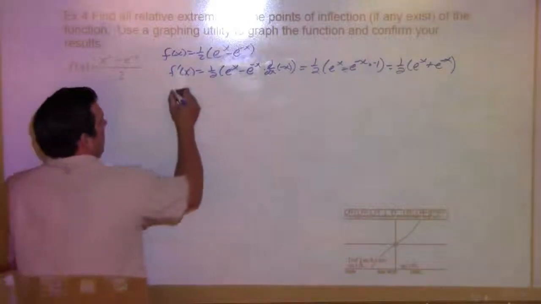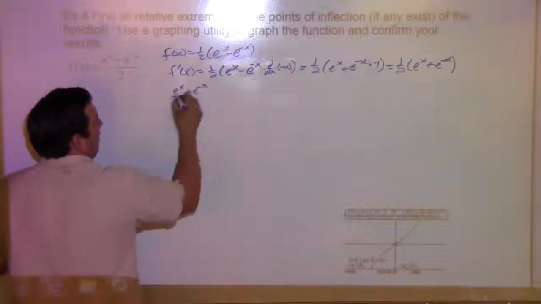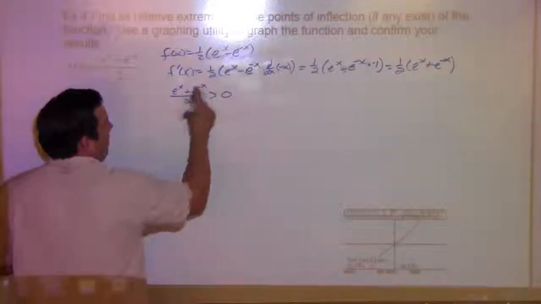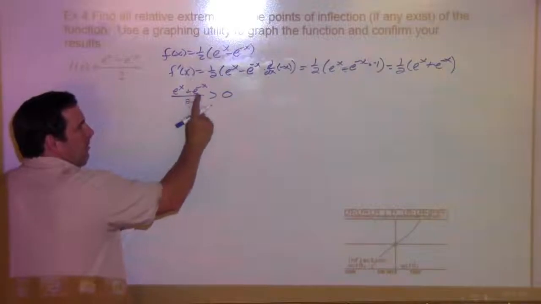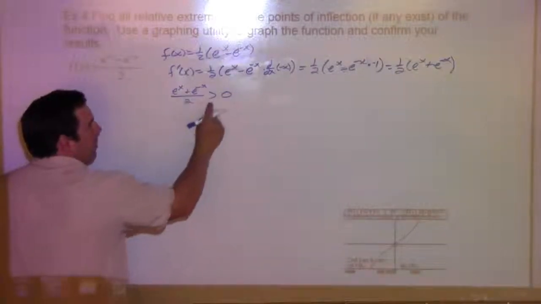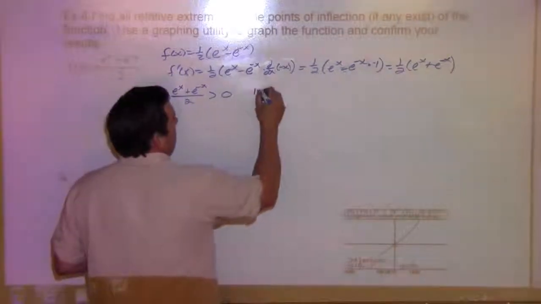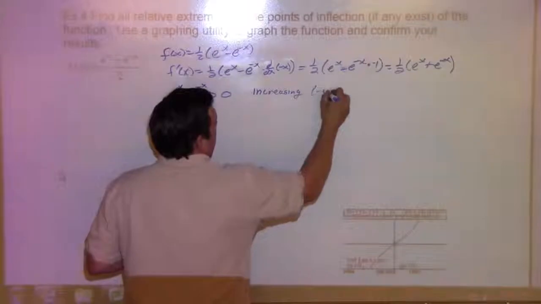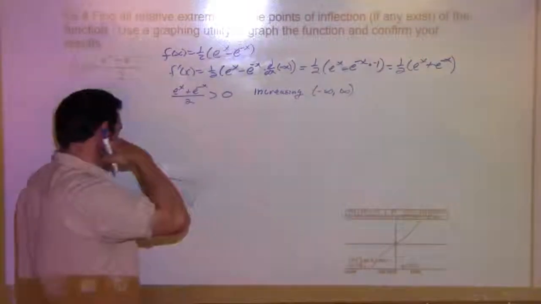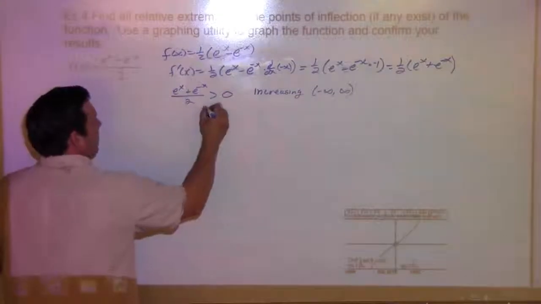Now, e to the x plus e to the negative x, that first derivative over 2, is going to be positive because e to the x produces positives, e to the negative x produces positives. They're both being added here. Those are always positives. So that means it's increasing. So there are no relative extrema.